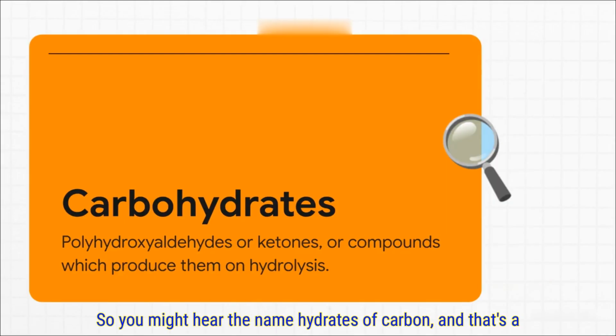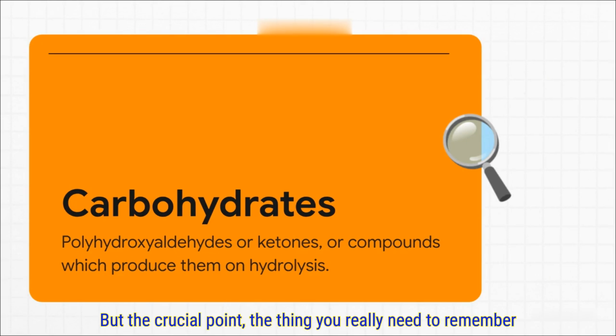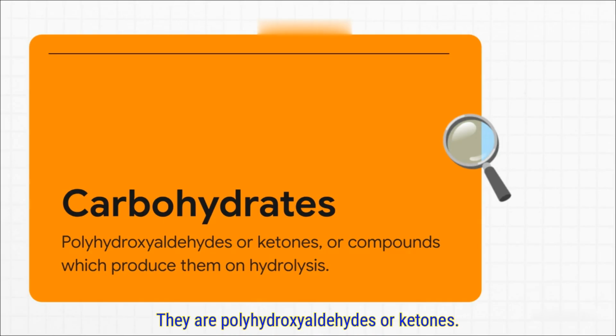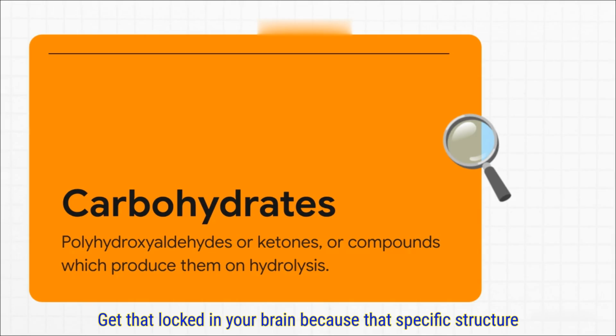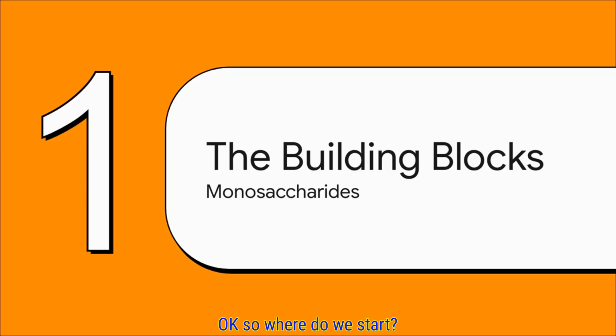So you might hear the name hydrates of carbon, and that's a helpful hint for sure. But the crucial point, the thing you really need to remember, is their chemical definition. They are polyhydroxyaldehydes or ketones. Get that locked in your brain because that specific structure is the key to absolutely everything they do in the body.